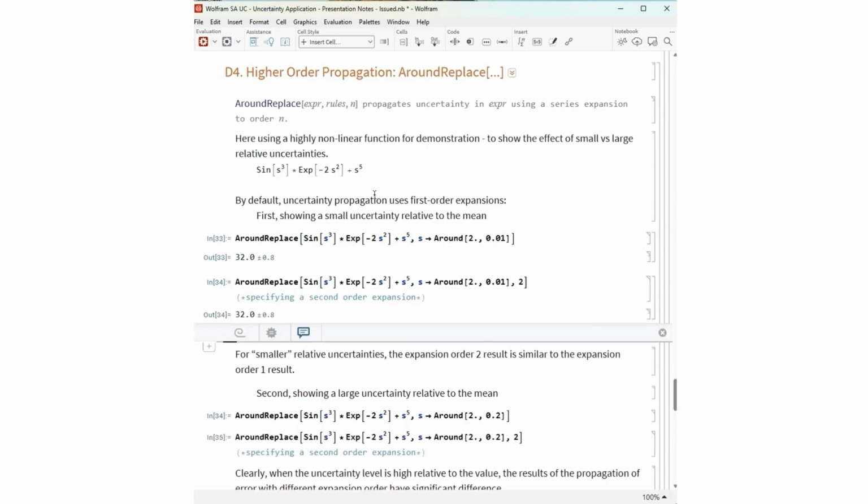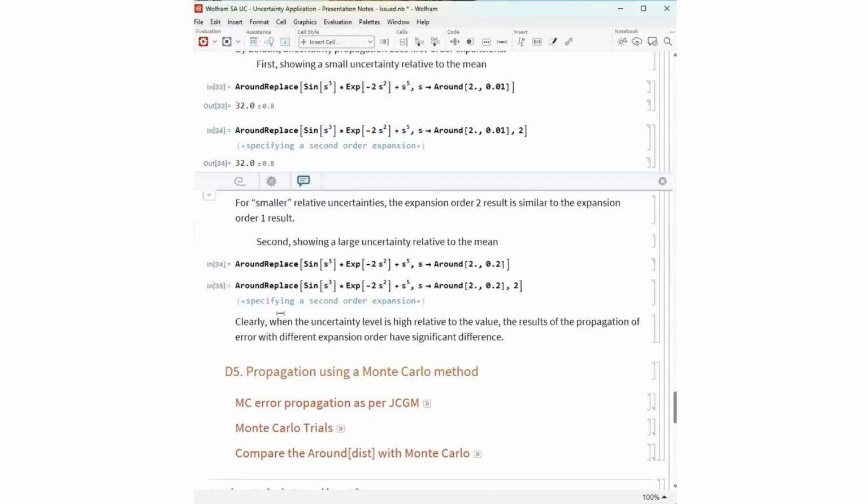For the first order, the result is a value of 32 plus or minus 0.8. For the second order, the results are typically the same as expected, 32 plus or minus 0.8. Now checking the results when the uncertainty is relatively large compared to the value, as shown here.